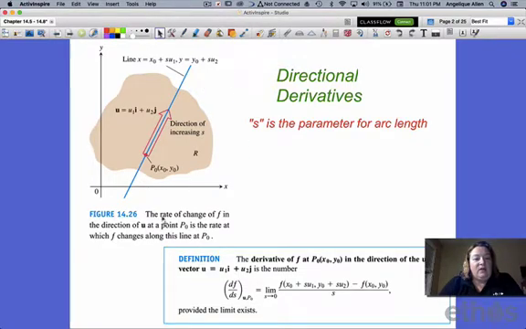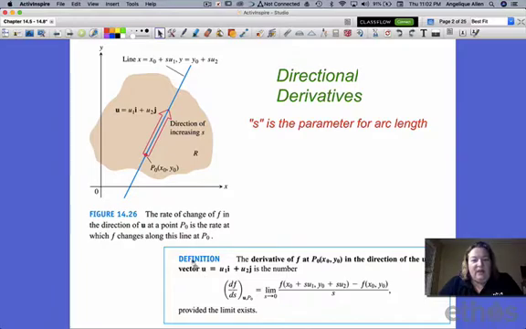I like their wording down here. The rate of change of f in the direction of u at a point P naught is the rate at which f changes along this line at P naught. I know that doesn't mean a whole lot yet. Hopefully it's beginning to draw a picture for you. We'll have another picture to help you too, that's not just drawn in two dimensions.